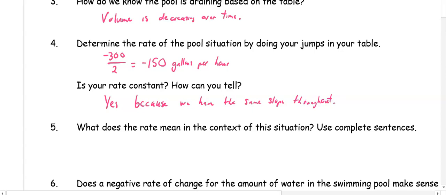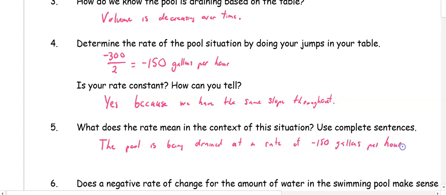What is the context? What does the rate mean in the context of the problem? It means the pool is being drained at a rate of negative 150 gallons per hour.